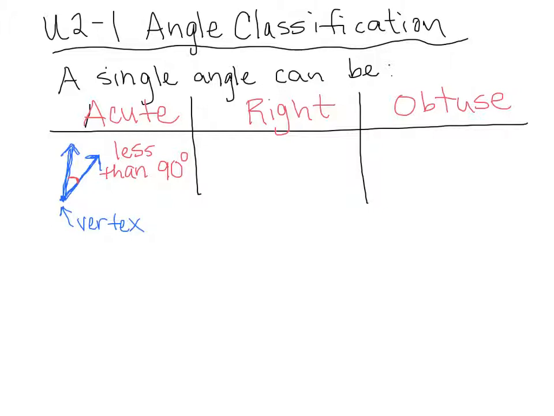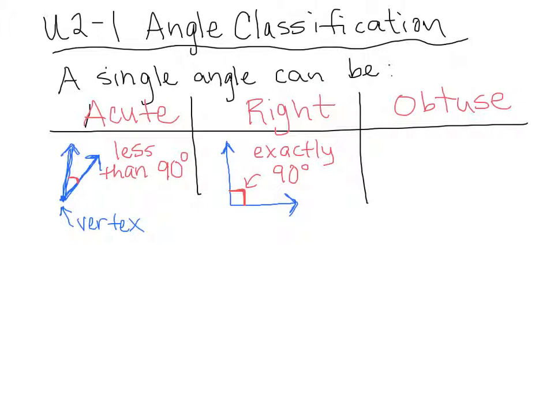Now a right angle, that looks more like this. And you would want to use a protractor to make a perfect 90-degree right angle. But we'll go ahead and put this symbol, that little box symbol, to represent or show that we mean that to be a perfect 90-degree angle. Okay, so a right angle is exactly 90 degrees.